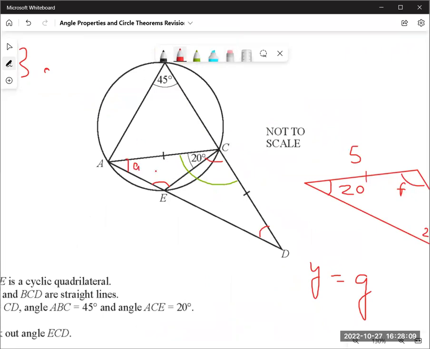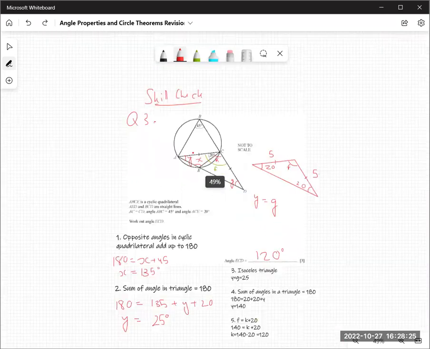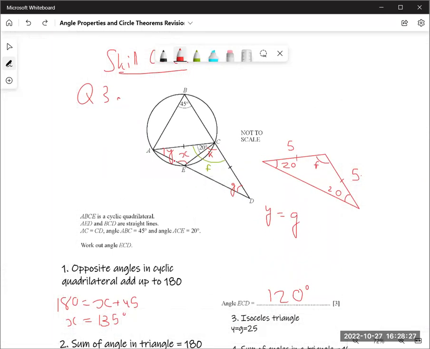Don't call this one A, call this one E, call this C, call this D. For your knowledge, use different letters and write them in your exam. Use X, Y, K and so on, other than what is over here. Don't use A right here, or use the whole thing, CAE. So Y is equal to CAE.